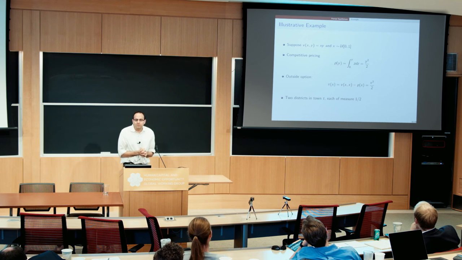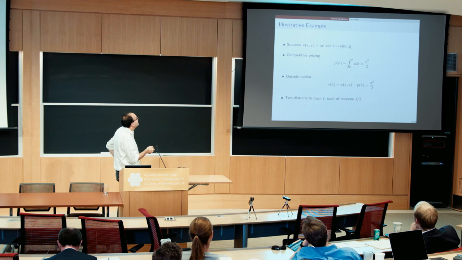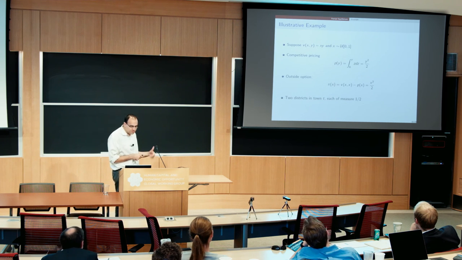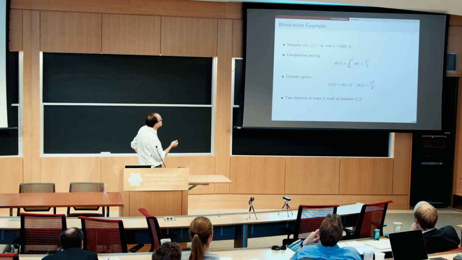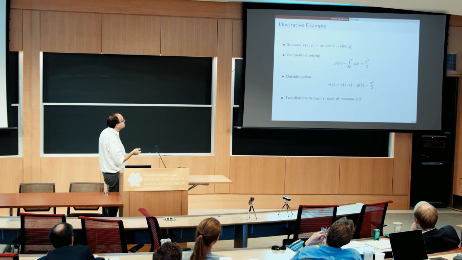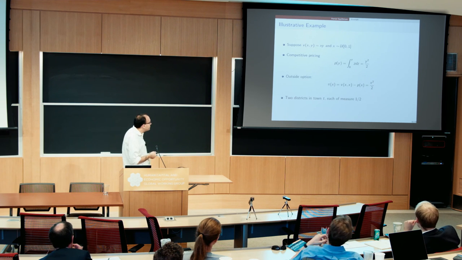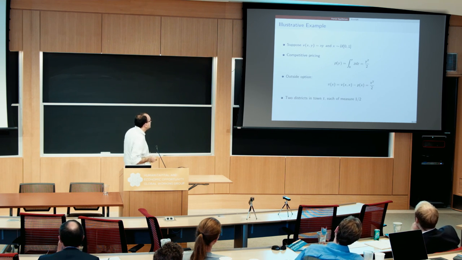So suppose we have a utility function v(x, y), and suppose types are uniformly distributed. So how does this model work? Well, we can figure out what the competitive pricing rule is. That was the first lemma. We just take the partial derivative of v(x, y), and then we integrate that from 0 to y. So competitive pricing implies this formula here. We can compute the outside option, now that we know what competitive pricing is. That's what we do here.